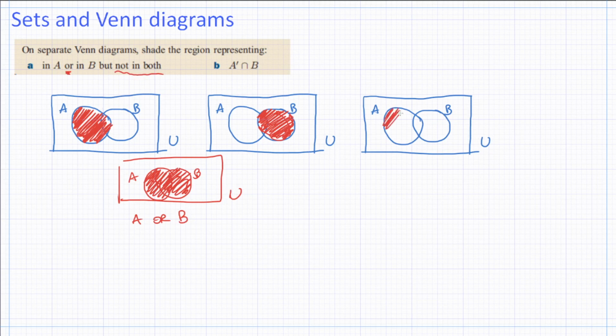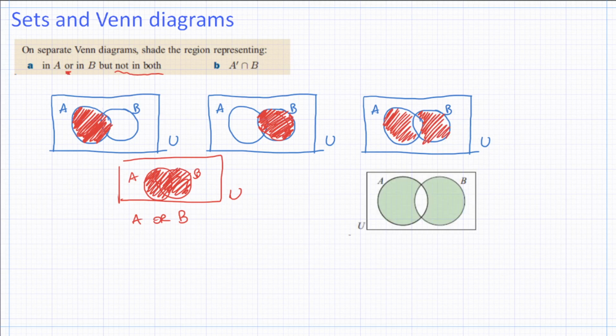So our answer then, you would shade this piece and you would shade this piece here. In the textbook, it would look like this. So this is our answer to letter A. What about letter B now?